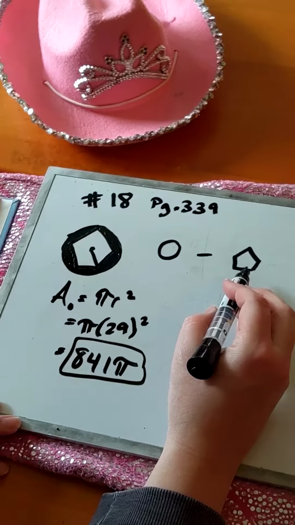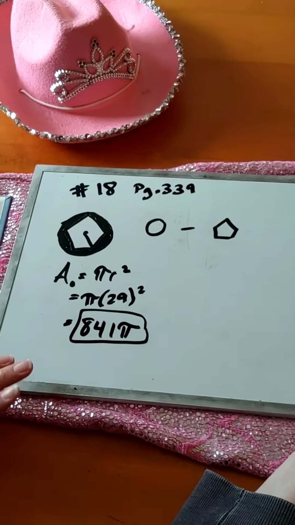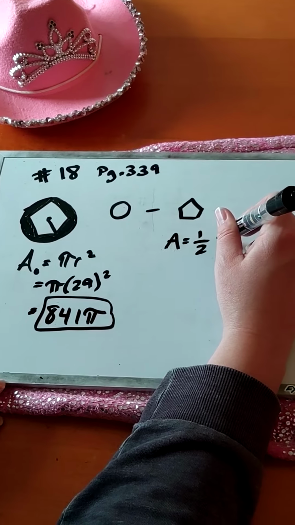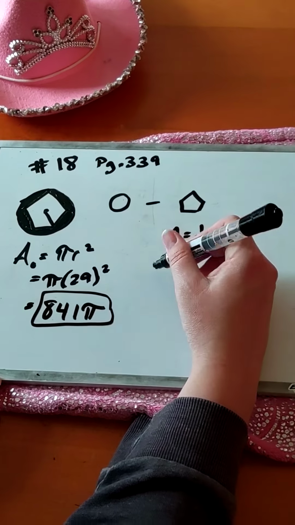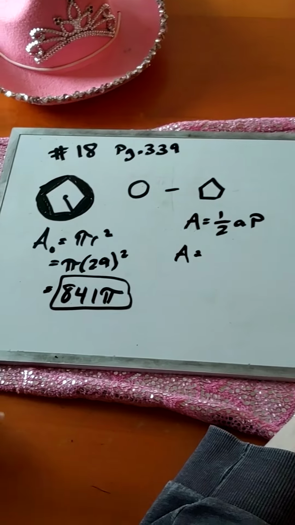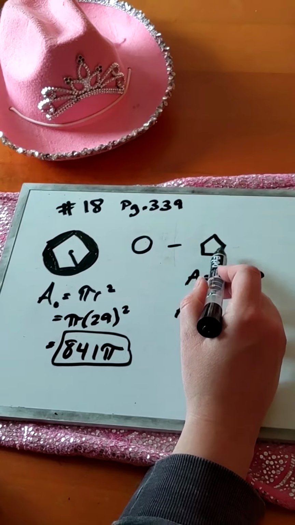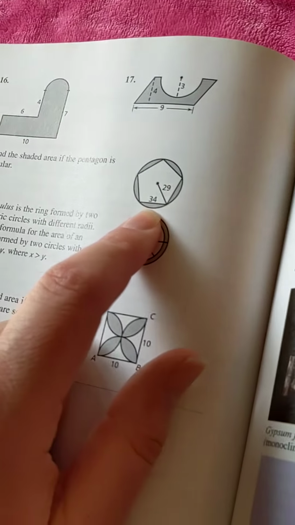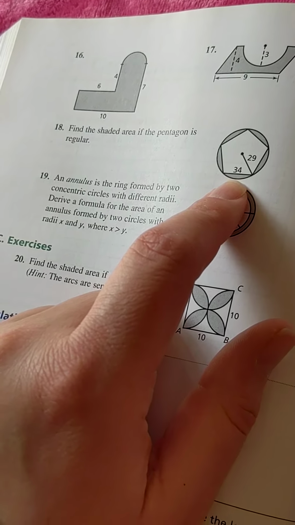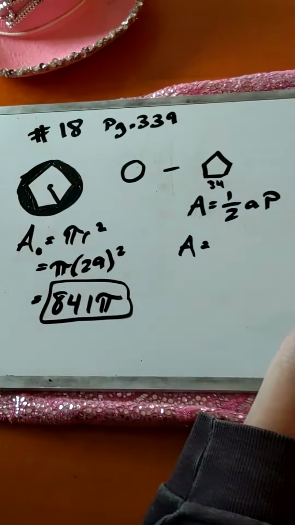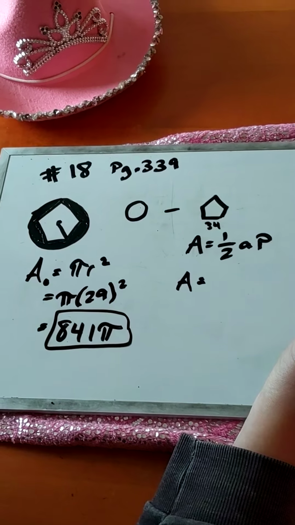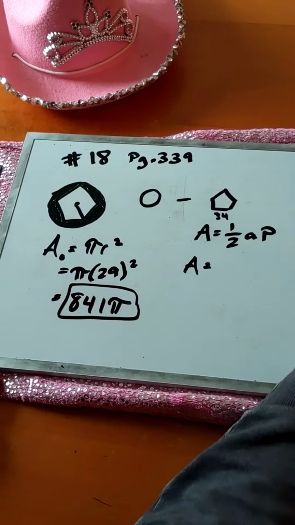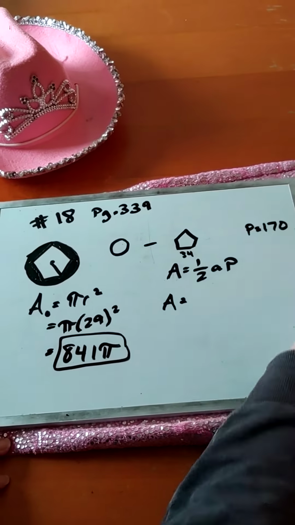Now to find the area of my regular pentagon, it's going to be a little bit harder. We know that the area formula for regular polygons is 1/2 apothem times perimeter. So do I have the information I need? Let me start with the perimeter. Do I know what the perimeter of the pentagon is? Well, it told me in the book that each side of the pentagon was 34, which means the perimeter must be 34 plus 34 plus 34 plus 34 plus 34, or 34 times 5, which is 170. So I do know that my perimeter is 170.